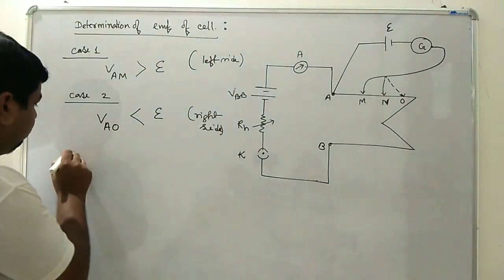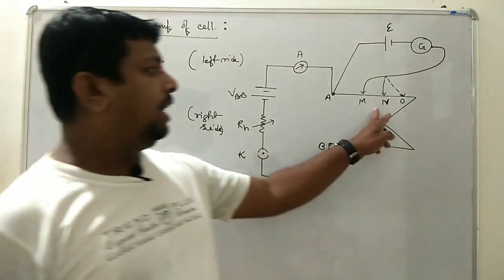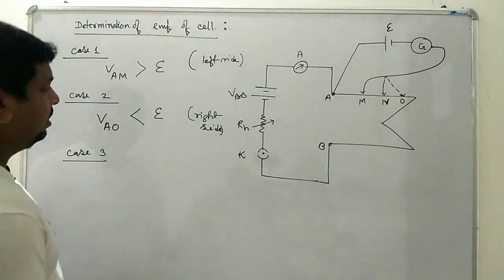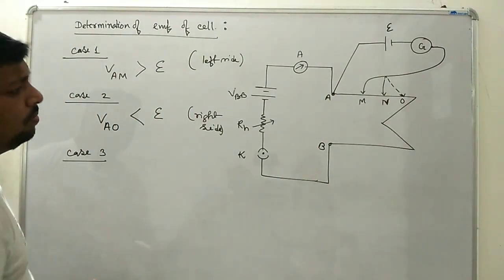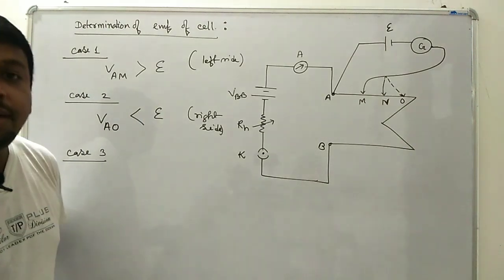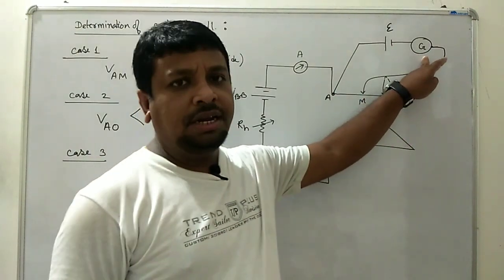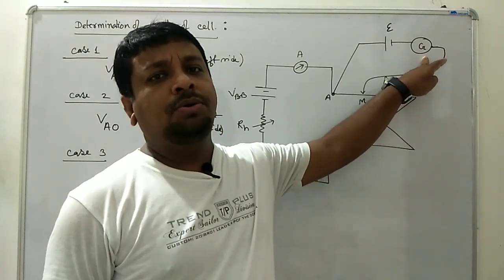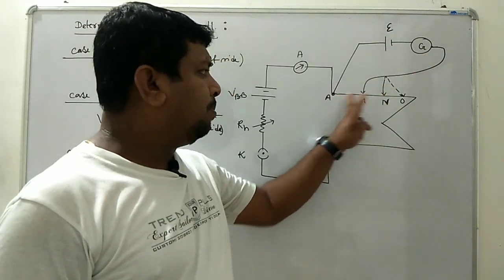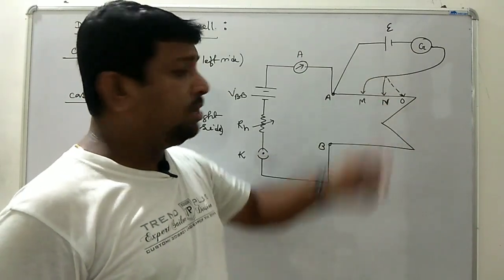Case 3. When the Jockey starts at the point N, then the galvanometer shows zero deflection. So what happens? No current is flowing through the galvanometer. So the potential difference between A and N is zero. Why is that? The potential difference between A and N is equal to the sum of the EMF of the cell and the potential difference across the galvanometer.